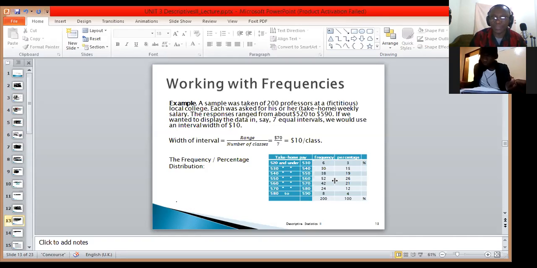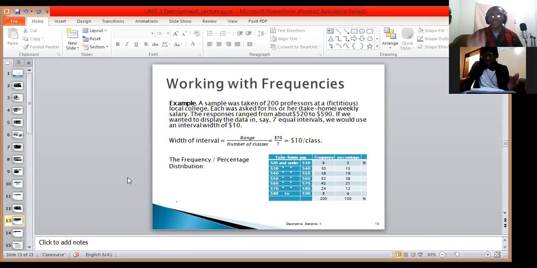Are you able to get 3%? Yes, sir. Exactly. Then the second class has a frequency of 30. Divide by 200, multiply by 100, it gives us 15%. So this is how we calculated these percentages.